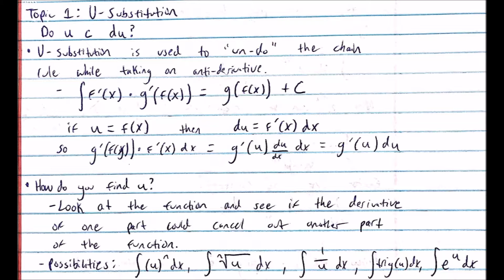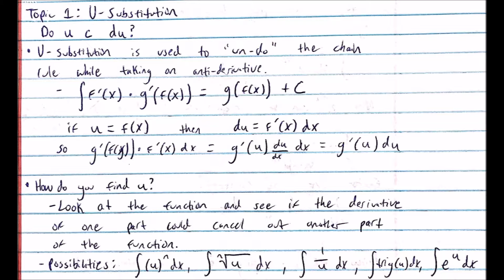So how do you find u? Well, the general idea is to look at the function and see if the derivative of one part could be used to cancel out another part of the function. So for example, if you see 2x in the problem and then you also see x squared, you know that the derivative of x squared could cancel out the 2x.